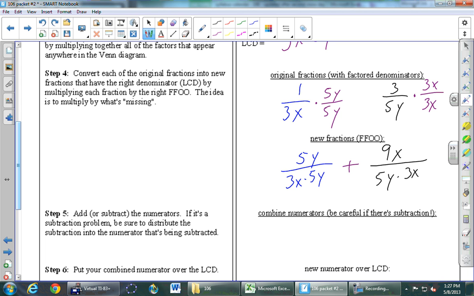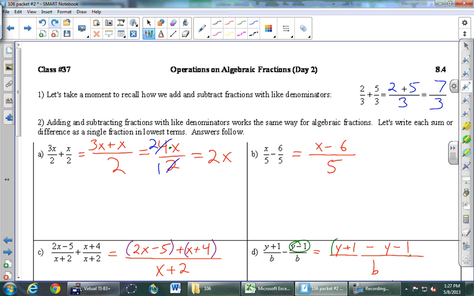Good question. Can we cancel the 5y and the 5y? This is multiplication, right? You're good to go. You can cancel those and make it 1. The reason we don't want to do that is that 1 over 3x is what we started with, right? And we've done all this work to try to make it have the right denominator.